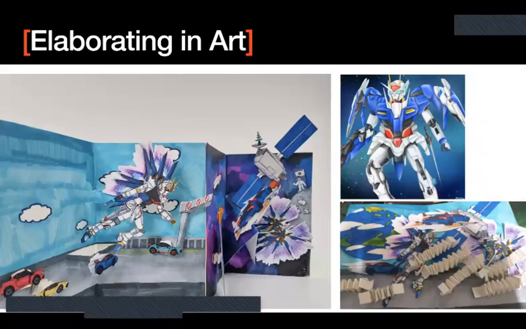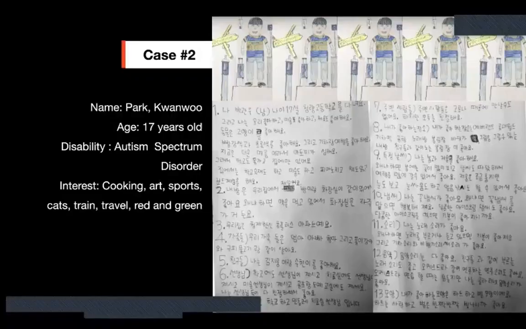And I have another student. He's Park Kwan-woo. He's 17 years old, and he has autism spectrum disorder. He likes to cook. He likes art, sports, cats, trains, travel, red and green colors. So he has a lot to love. And as you may not be able to read his writings, but he is very specific.